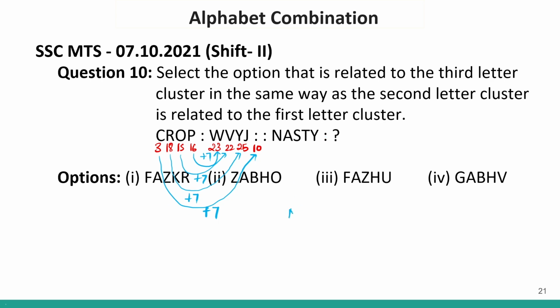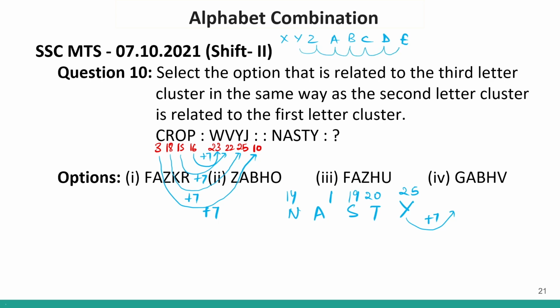So, we will do the same thing for nasty. Nasty, what are the forward ranks? 14, 1, 19, 20, 25. Correct? Now, if I move plus 7 from Y, we have X, Y, Z, A, B, C, D, E. So 7 positions forward from Y: 1, 2, 3, 4, 5, 6 and 7. So from Y I have to move 7 positions forward, and we will get F, which is over here.